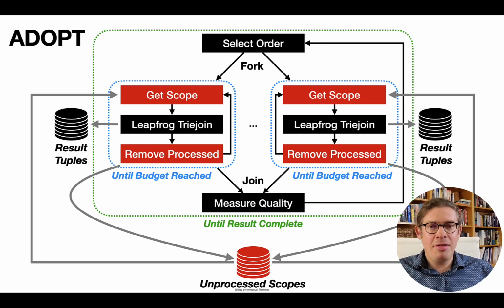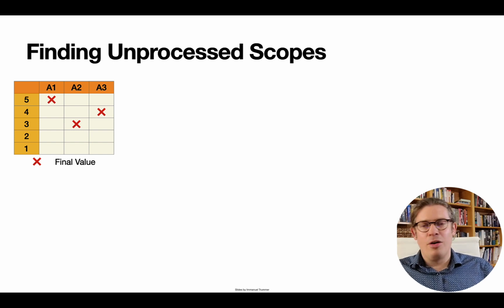So the components that are concerned by the technique that I'm about to present are the ones that are marked up in red. So the goal is to select unprocessed scopes for each thread and in each episode, and after each episode to remove processed parts of the search space. Now let's assume that we are processing the query from before.